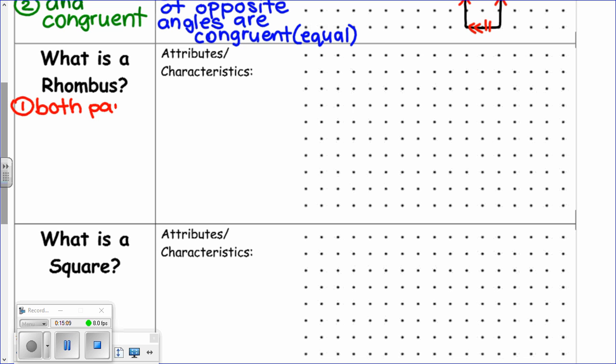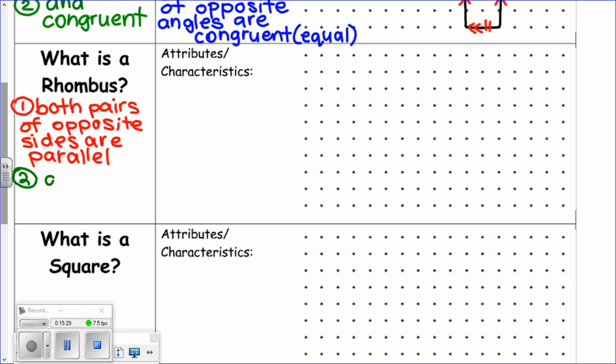So we're going to go ahead and write one more time that both pairs of opposite sides are parallel, and both pairs of those opposite sides, the sides that are across from each other, are also going to be congruent. So opposite sides are parallel and congruent.